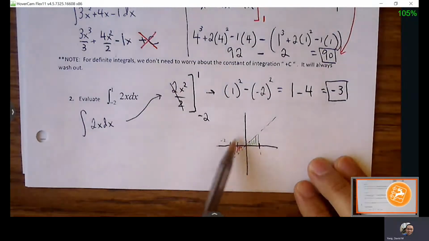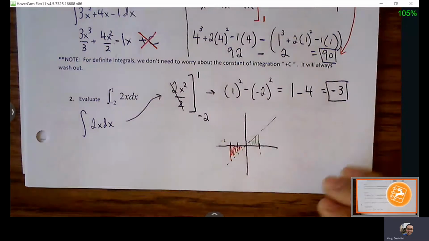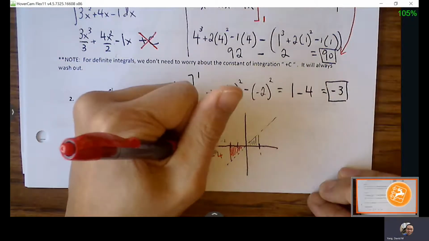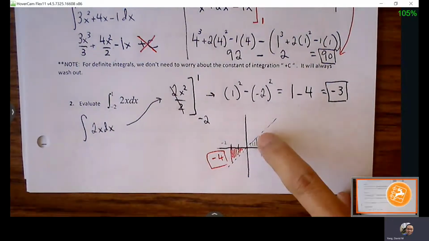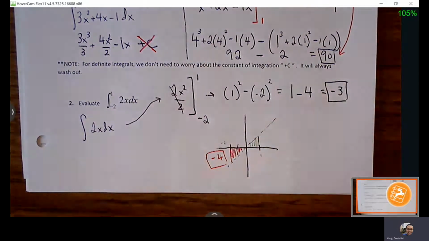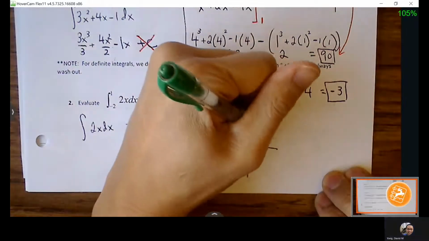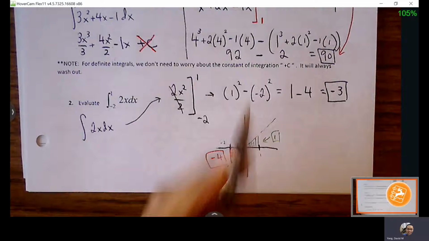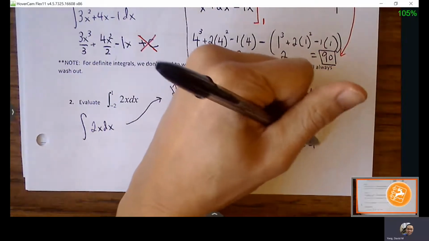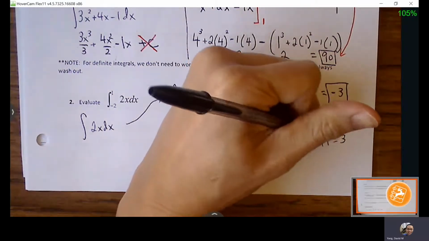The area of this triangle is going to be 4, but then because we're accumulating negative y values, it's actually giving us -4. This is a triangle, right? It's accumulation of regions above the x-axis. It's actually going to give us a +1. So the true area is really 4 plus 1, which is 5. But for our purposes, the definite integral is going to return us -4 plus 1, which is -3.